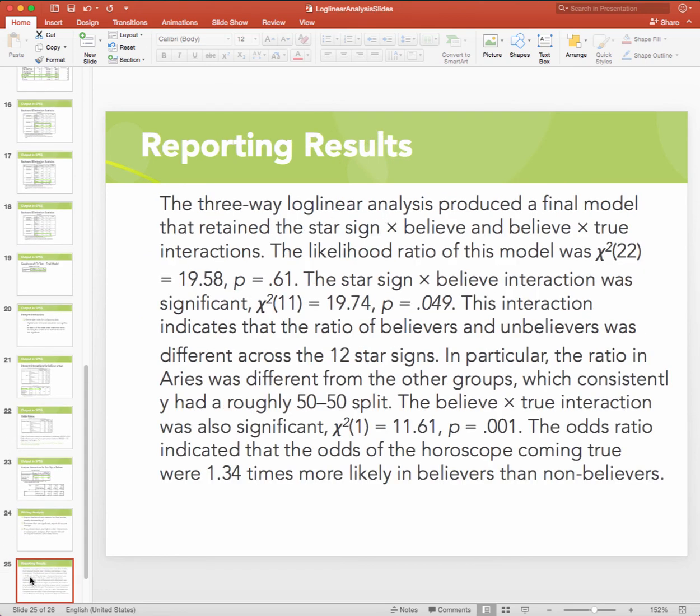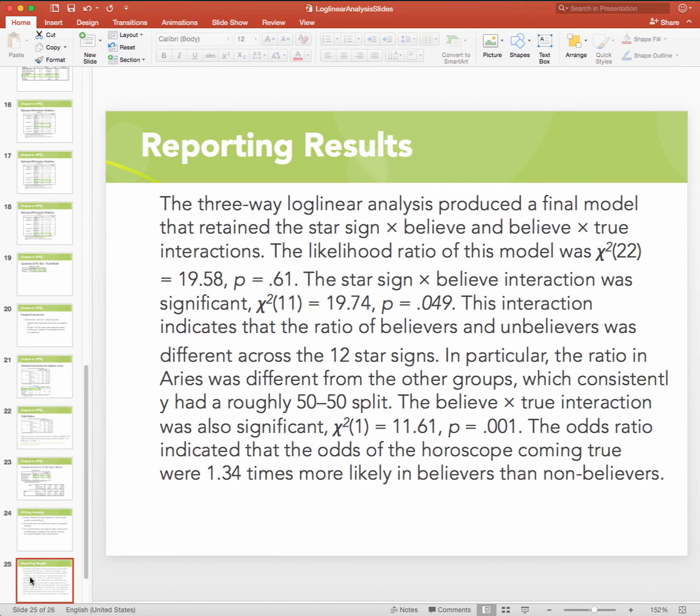And the text would look something like this. The three-way log-linear analysis produced a final model that retained the star sign times believe and the believe times true interactions. And our likelihood ratio of this model was chi-square, degrees of freedom 22, equals 19.58, p-value equals 0.61. So you'll notice our chi-square includes the degrees of freedom in parentheses. We write the chi-square test at 2 decimal places, and we write the exact p-value. That will cover everything with the final model.